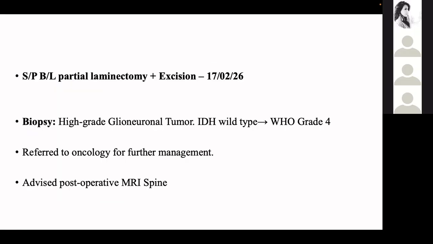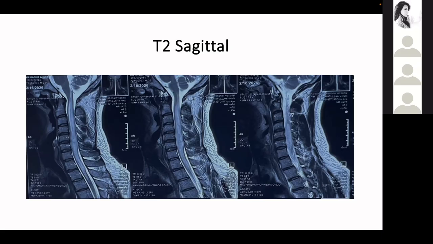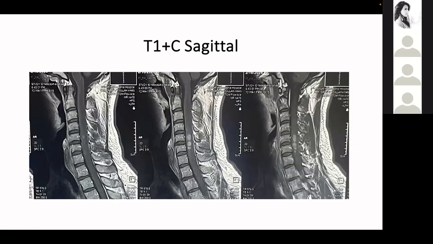Okay, so the differential based on these images is that of an astrocytoma because it is eccentric and expansile and it extends for more than two vertebrae. But in this case, the lesion is almost reaching the two vertebral height. And the closest differential is that of ganglioglioma, but that is mostly found in children.